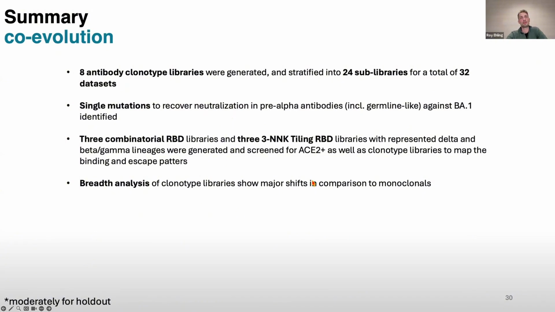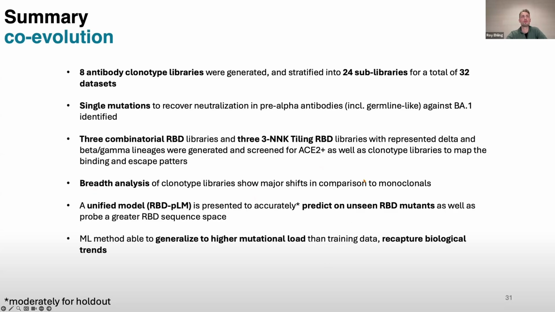Then, together with our parent study, we developed 3 combinatorial and 3 NNK tiling libraries that also represented delta and beta gamma lineages, and we sorted all of this for ACE2 to make a functional library, and then determined the binding and escape patterns from those clonotypes to do the breadth analysis. This breadth analysis really shows how escape patterns can be shifted dramatically from their unmutated monoclonals.